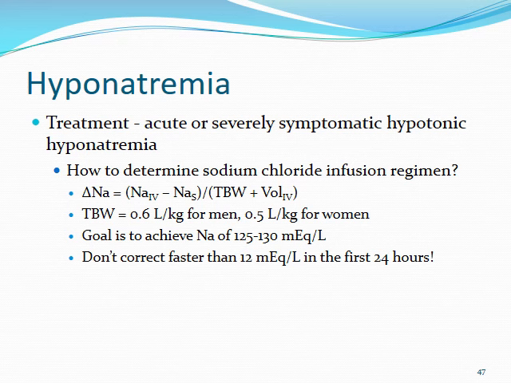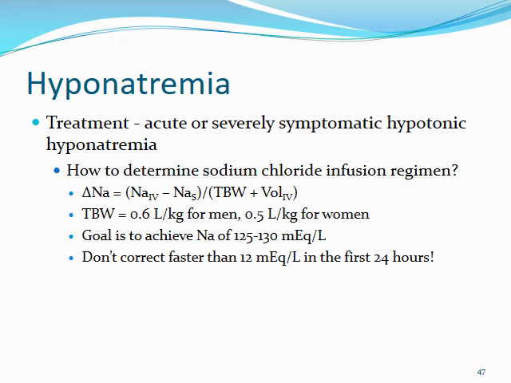To get an estimate of total body water, essentially what you do is multiply, for men, by 0.6 liters per kilogram, and for women, 0.5 liters per kilogram. This is related to the fact that women are typically going to have a little bit more adipose tissue, and so they have a little bit less free water than guys do.